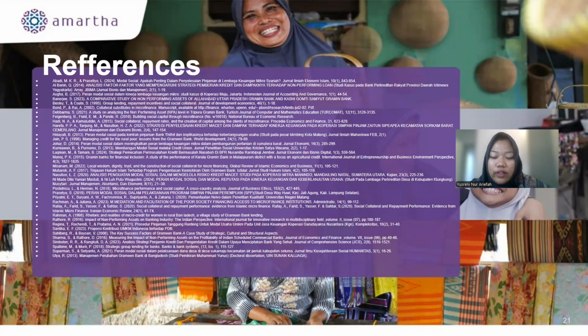These are the references used in the preparation of chapter 1 to chapter 3.